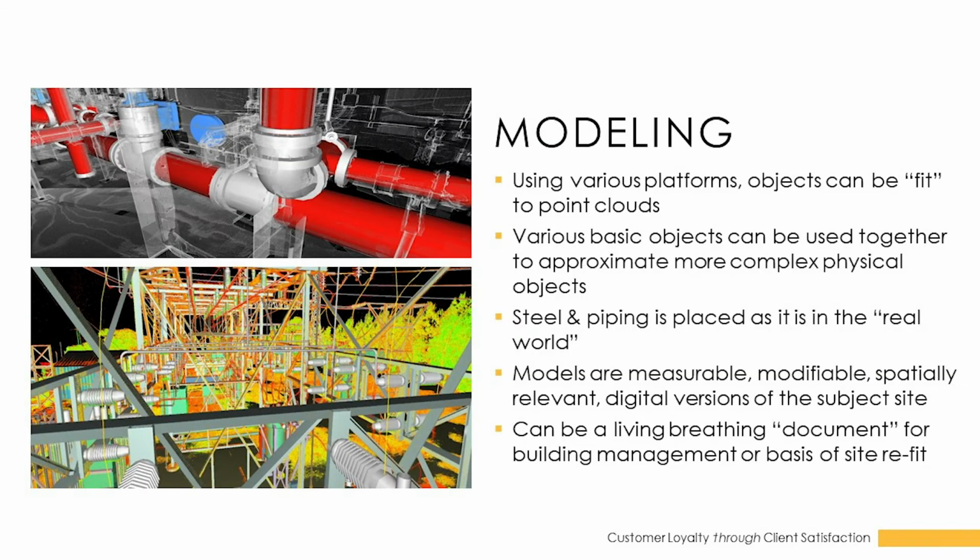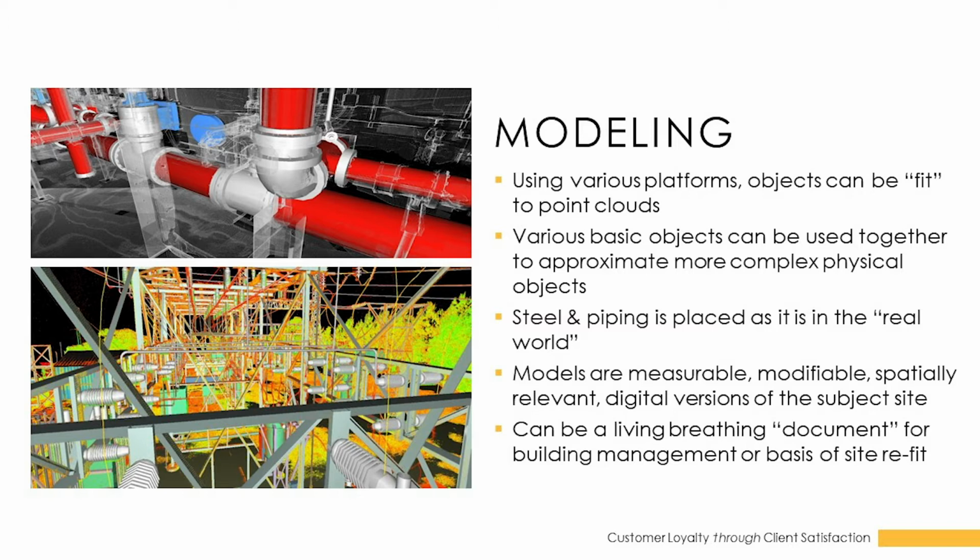So with that, I'm going to take over again. We're going to talk about modeling, different things we can do with modeling, and how it works. Basically, modeling is fitting simpler objects to the point cloud and combining them in certain ways to mimic or approximate more complex physical objects when we're modeling directly from the point cloud. Speaking to the concept of spatial relevance from before, by fitting objects to the cloud, steel and piping is placed as it is in the real world, spatially relevant. Again, that's capturing reality and preserving it.